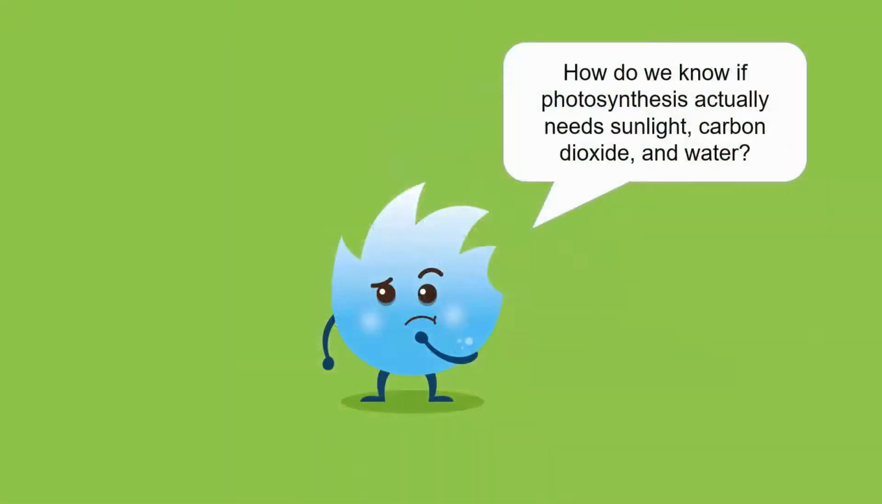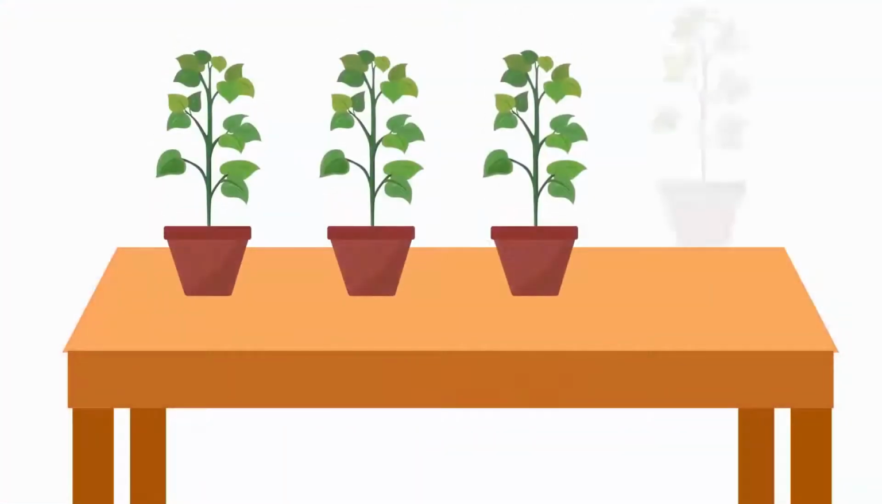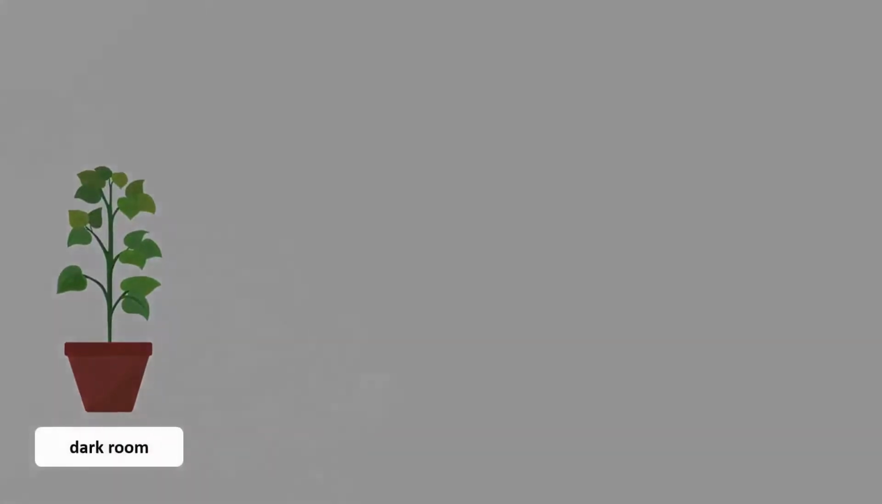How do we know if photosynthesis actually needs sunlight, carbon dioxide, and water? Great question, Spiky. Our hypothesis is that photosynthesis requires all 4 substances. Let's conduct an experiment to find out if our hypothesis is correct. First, we'll buy 4 plants of the same type. We'll place the first plant in a dark room.